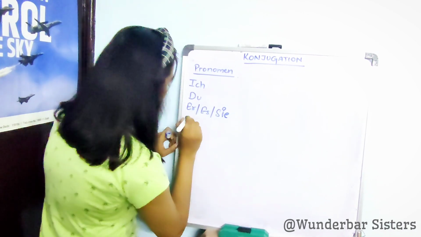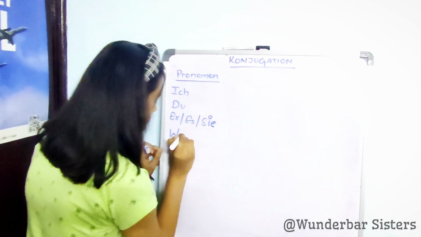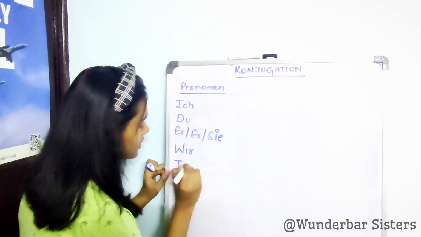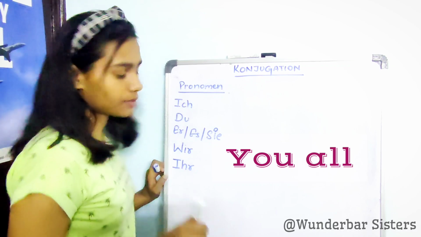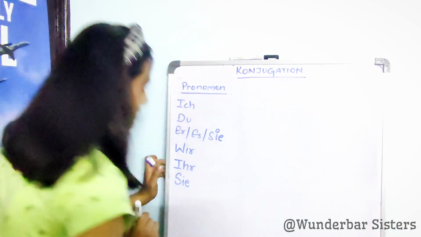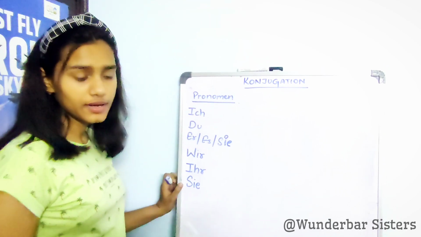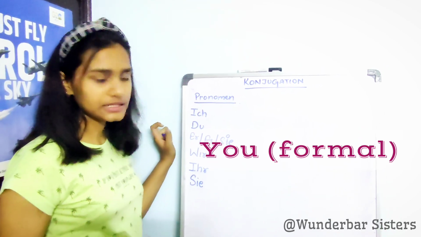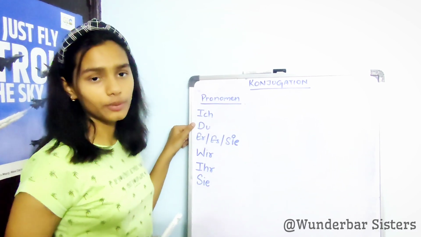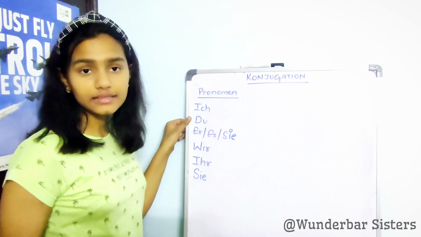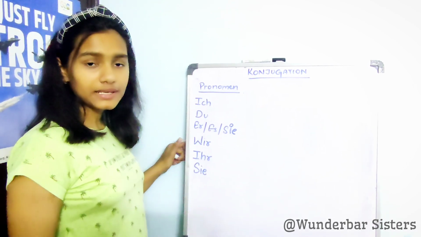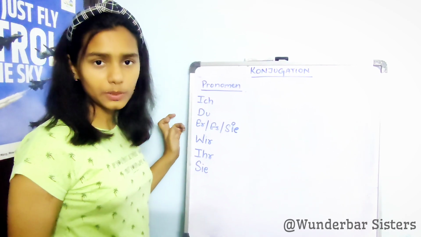Then we have wir, which is we. Then ihr, which is for you all. Then we have a capital S, Sie, which stands for you when we are talking with an elder person. So this is used when we are talking formally, and du is used when we are talking informally, like with our friends or with our relatives and our family members. And Sie is used with respected individuals, and when we are talking formally with someone.